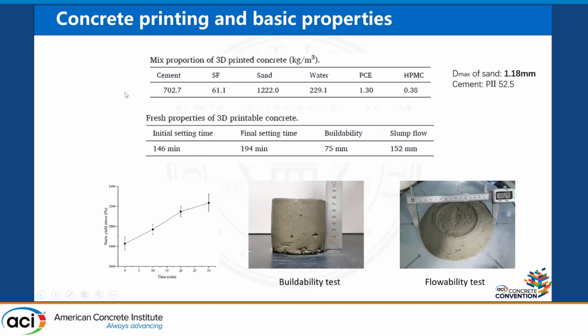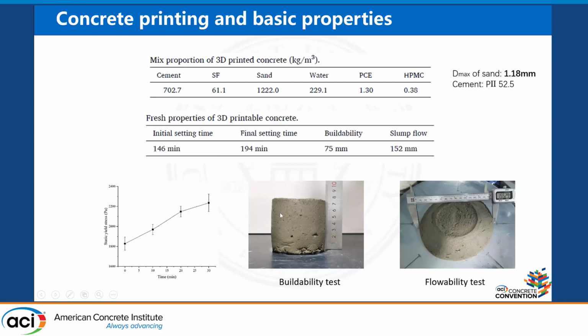Here is the mixture we used for 3D printing. We use cement, silica fume, sand. The maximum diameter for sand is 1.18 millimeter. And we also use some PCE and HPMC to modify the rheological properties for printing. And here are some basic properties of the printable concrete. The final setting time is very long. That means we can have a relatively long time to print.